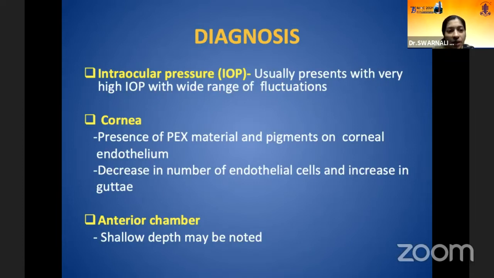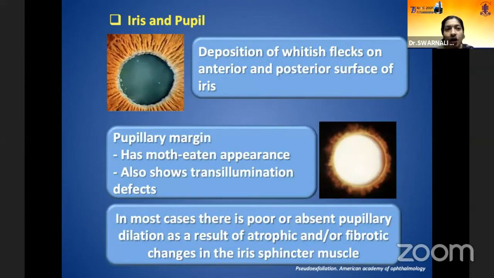On slit lamp examination of the cornea, there may be presence of pseudoexfoliative material or pigments on the corneal endothelium. A decrease in the number of endothelial cells and an increase in guttae have also been noted. The anterior chamber may have a shallow depth.